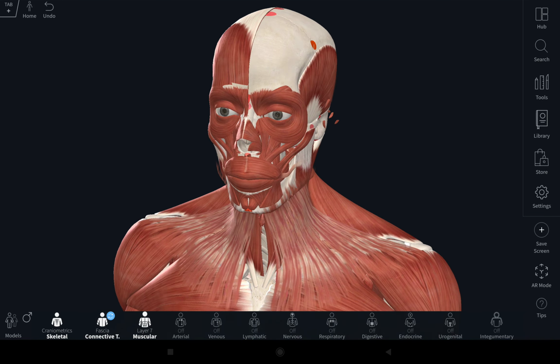Now focus on your nose. This is the transverse part of nasalis muscle. This is the transverse part of nasalis muscle of right side, and this is the alar part of nasalis muscle. Look carefully. This is the alar part of nasalis muscle, and this is the transverse part of nasalis muscle.